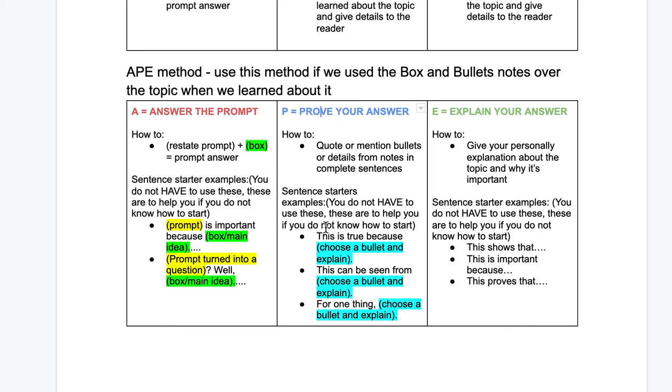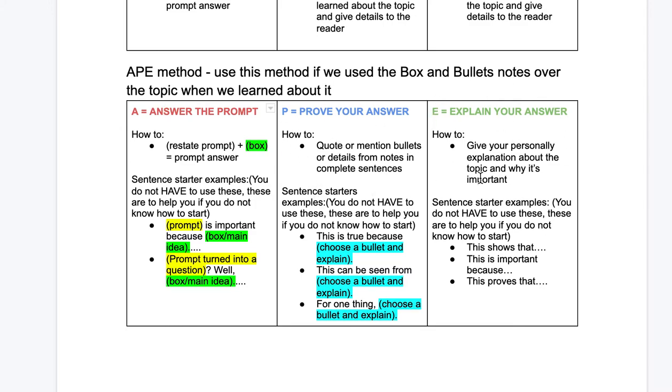Now, proving your answer means you use your bullets or your details to answer. Now, for the A, for answering the prompts, you're going to use your box. You're going to put the main idea in that first sentence to answer it, and then provide the details or the bullets, improving your answer for P.